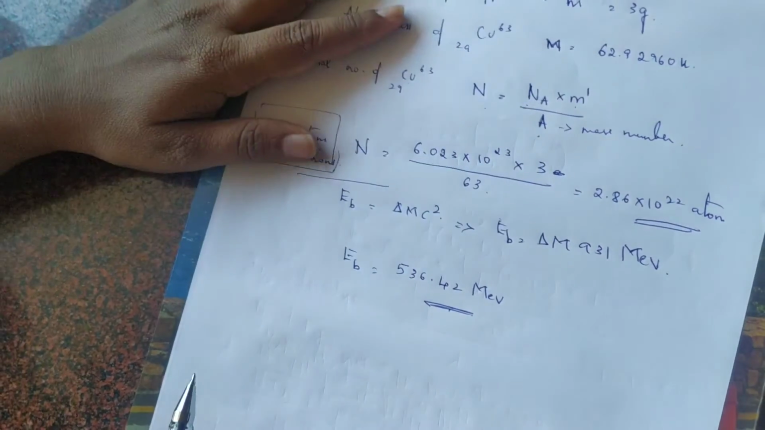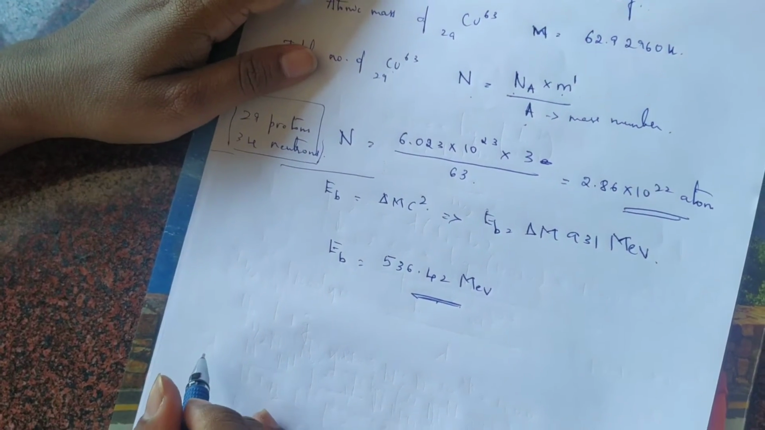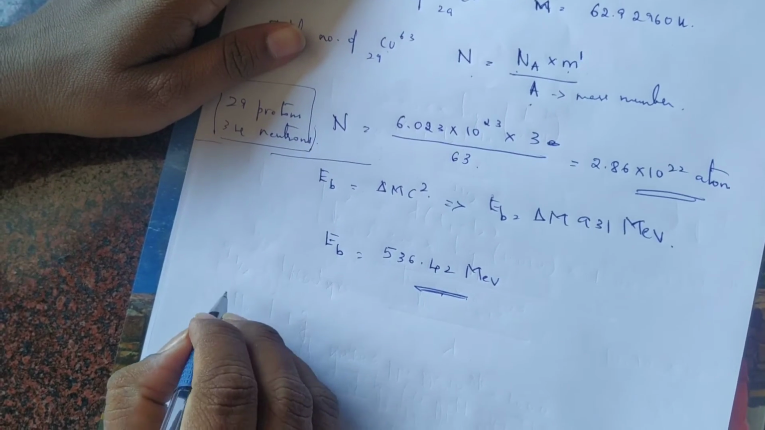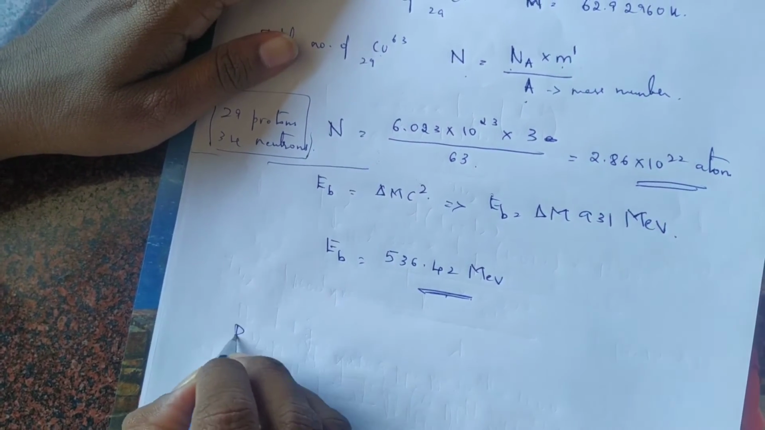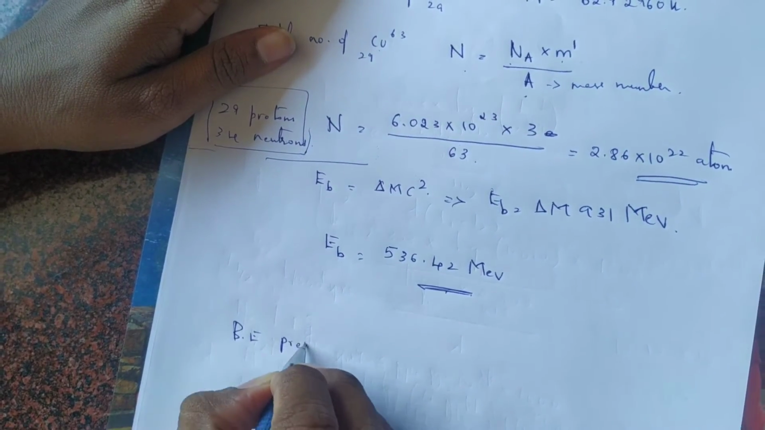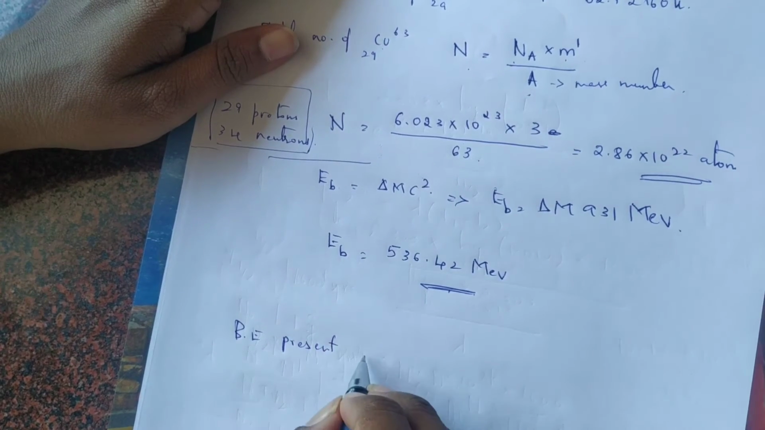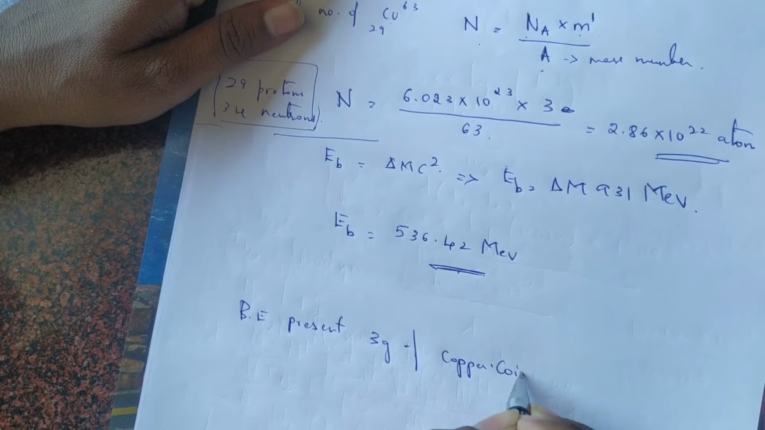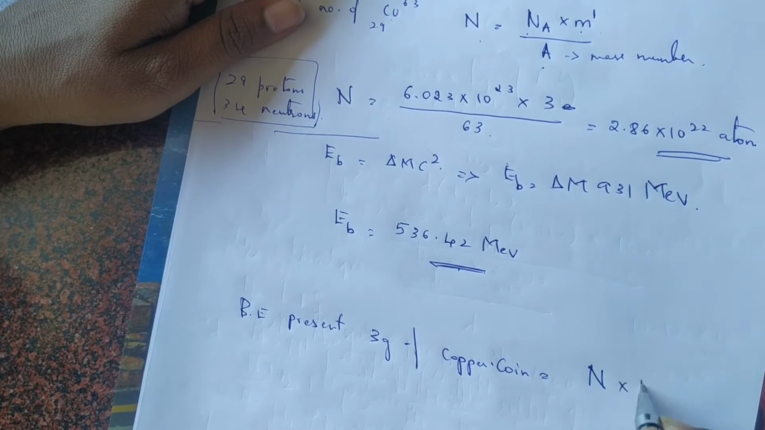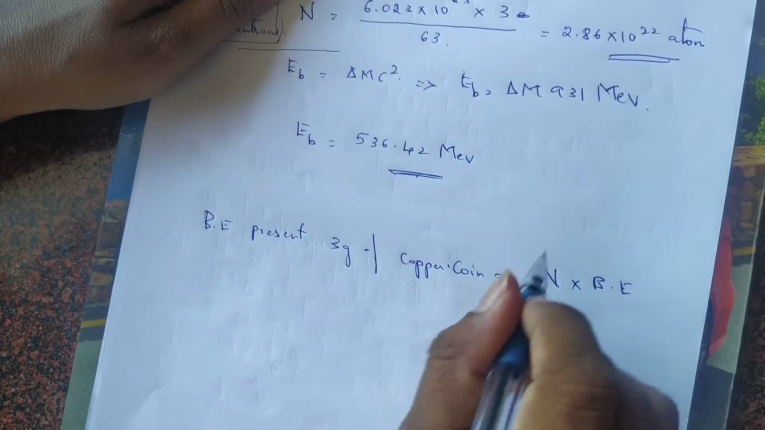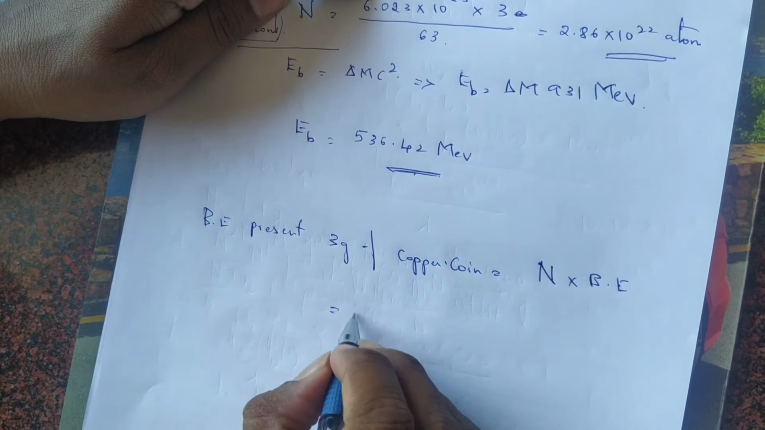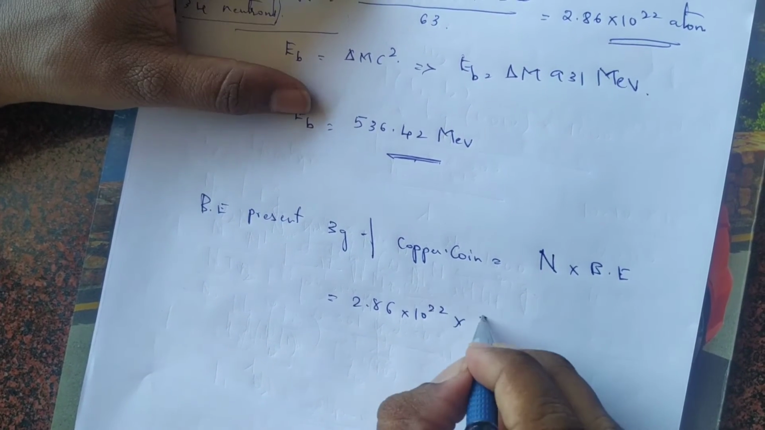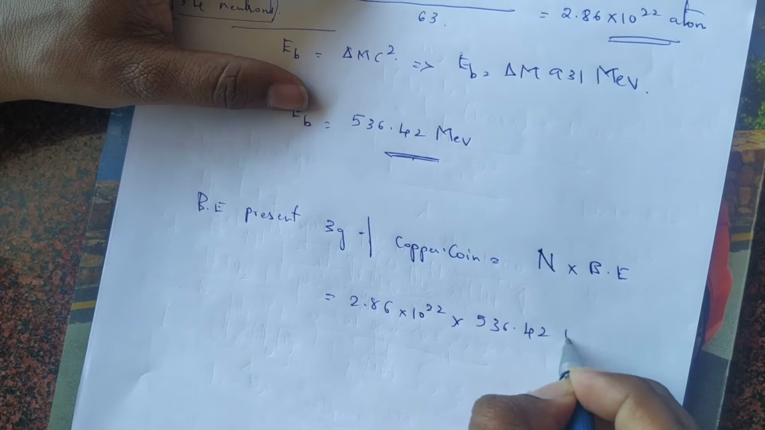So how can we find it out? The nuclear force, or the binding energy to separate protons and neutrons present in 3 gram of copper coin, is equal to N into binding energy, number of atoms into binding energy. So the number of atoms we got is 2.86 into 10 raised to 22, whereas binding energy we got 536.42 mega electron volt.